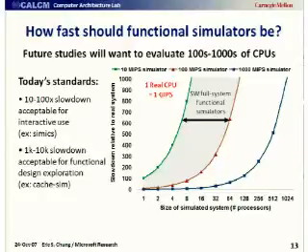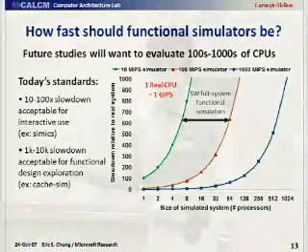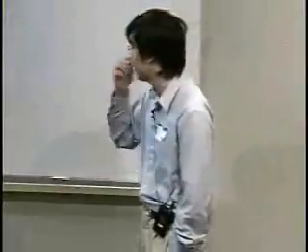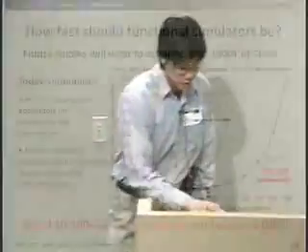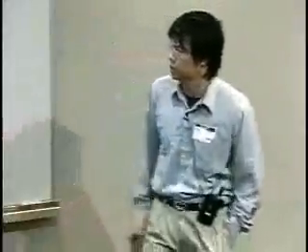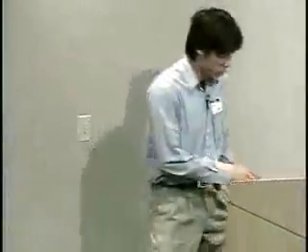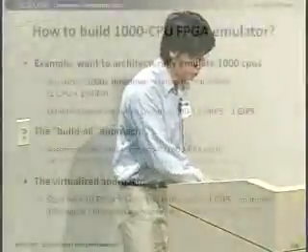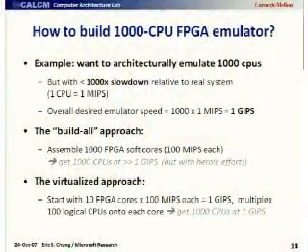So what I'm going to show you now is what a hypothetical 1,000 MIPS simulator might look like. I'm going to argue that tools are needed in this domain, where we need about a 10 to 100x speed up over our current tool, so at least a GIPS in this particular example. And so of course we're interested in using FPGAs in order to achieve that kind of performance.